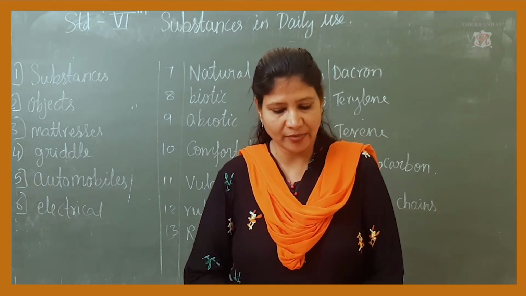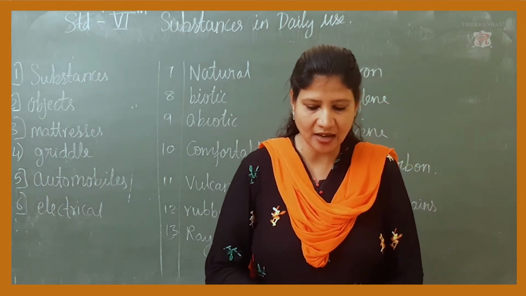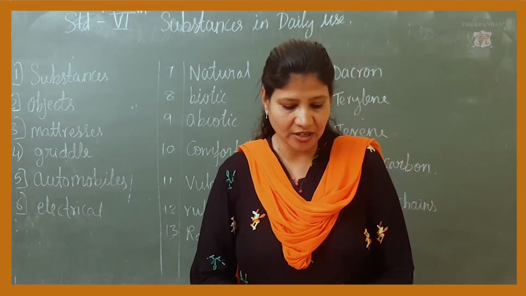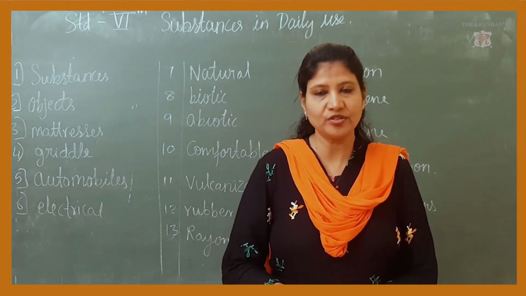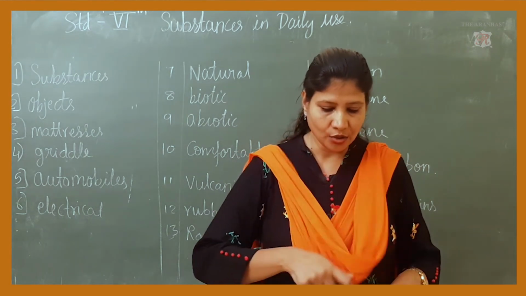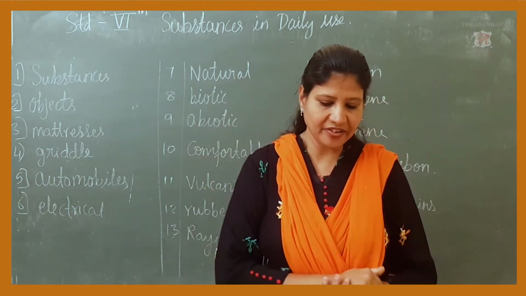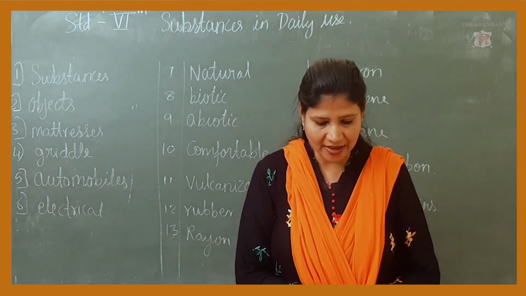Many objects can be made from the same substance or same material. Cotton, iron, aluminium are materials from which different kinds of objects can be made. Now, there are two types of classification of substance. First is natural and the second is man-made.